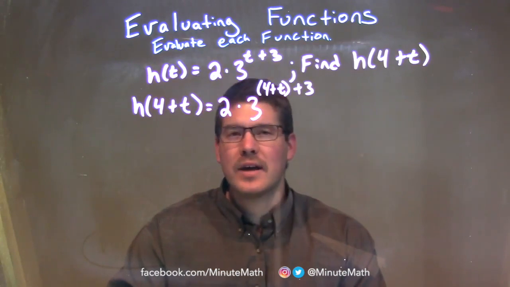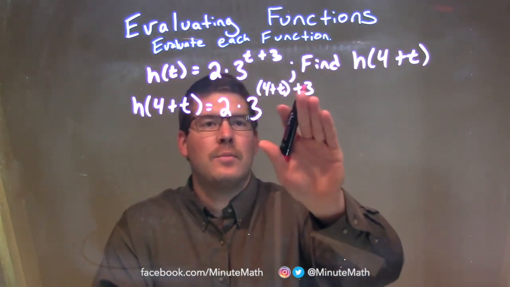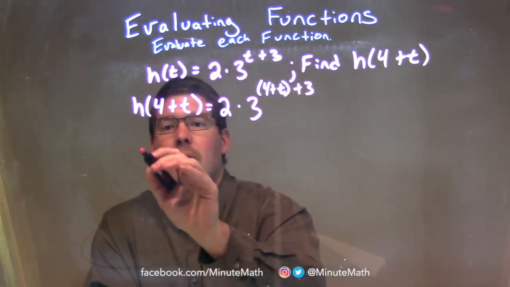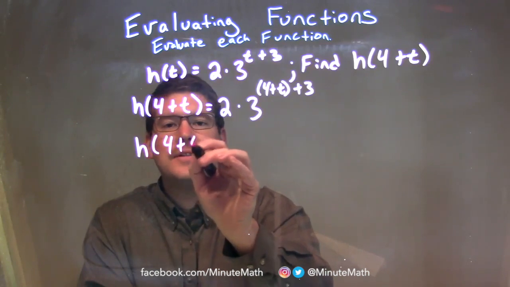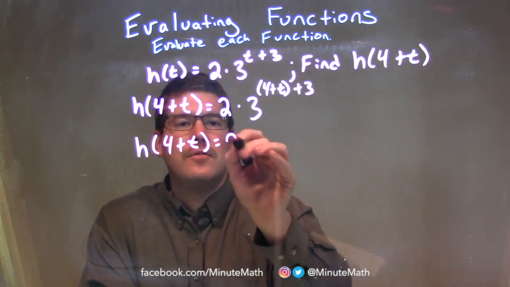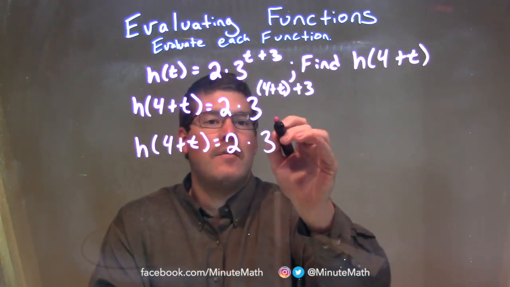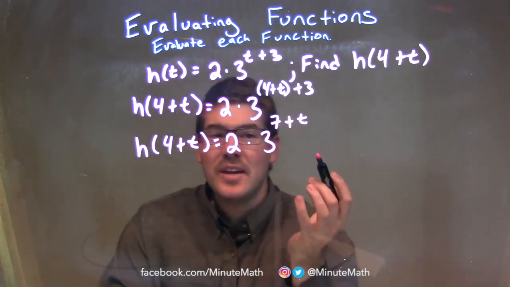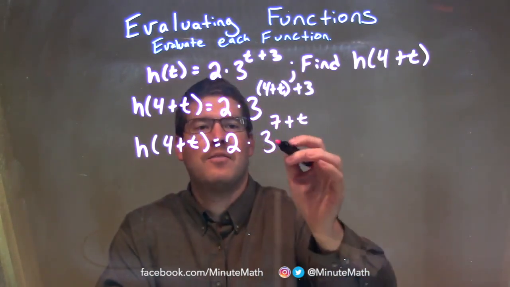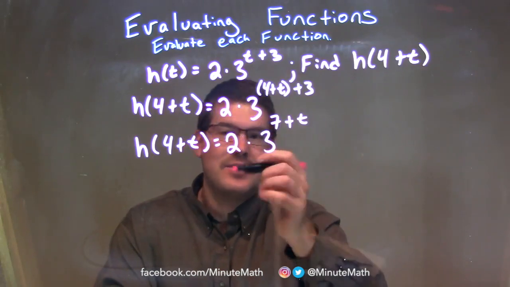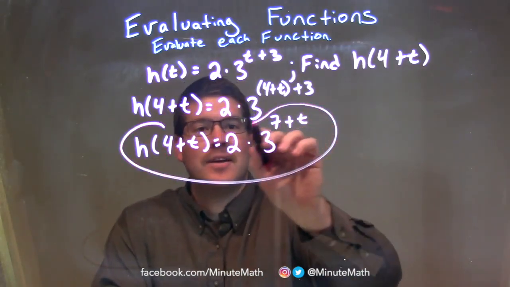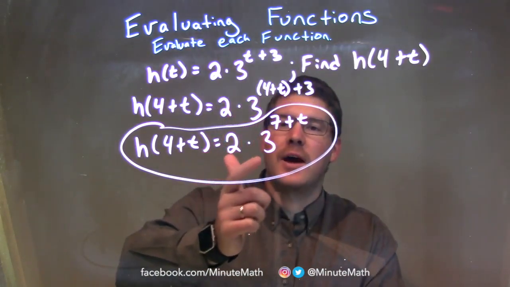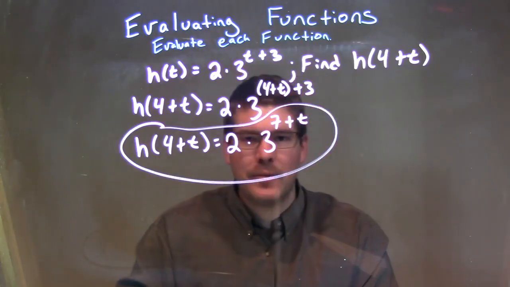Okay? Well, this one's actually fairly simple. We have to deal with the exponent first, so let's simplify that. 4 plus t, I cannot combine together, but I can combine the 3 and the 4 together. So we have h of 4 plus t here is equal to 2 times 3 to the 4 plus 3 is 7, so it's 7 plus t power. Well, at this point, there's really nothing else we can do to simplify. We can't take the exponent of 3 to that power because we don't know what t is, and the 2 just kind of stays out front. So our final answer is already written now as h of 4 plus t is equal to 2 times 3 to the 7 plus t power.